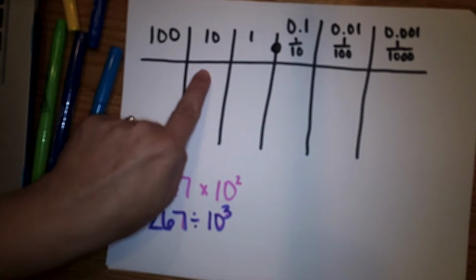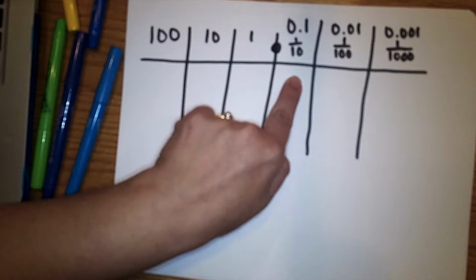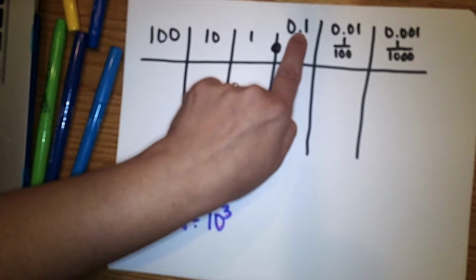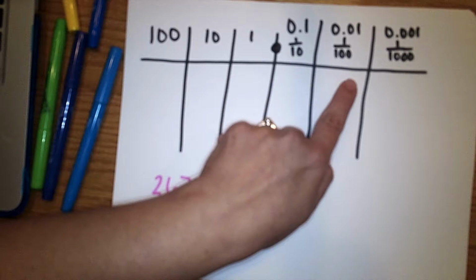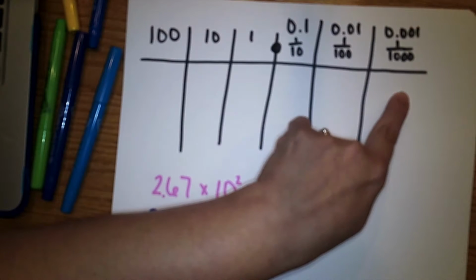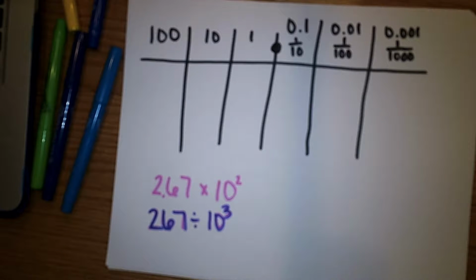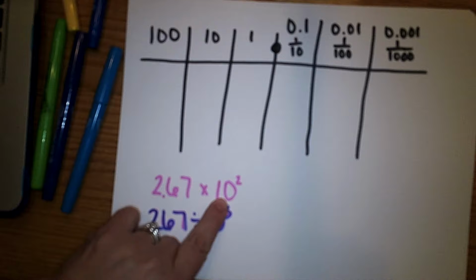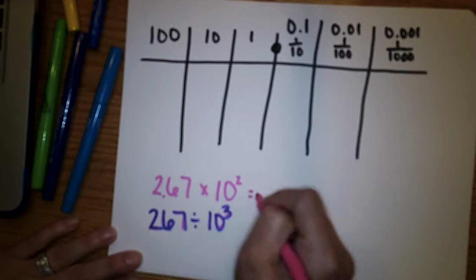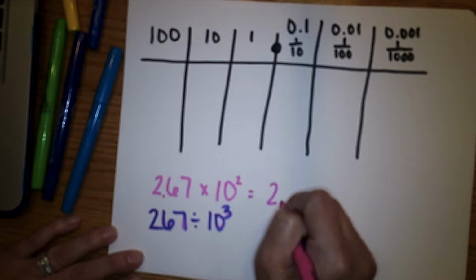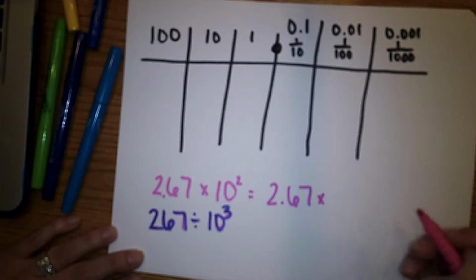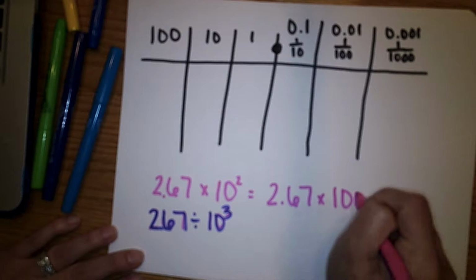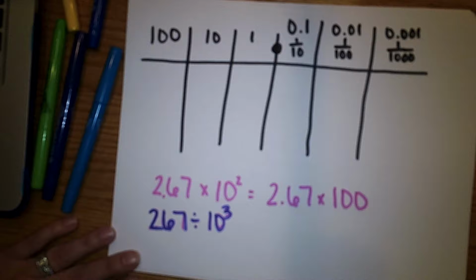So I have my hundreds, my tens, my ones, my tenths, and I wrote it in both decimal and fraction form, my hundredths, my thousandths place. My first number here is 2 and 67 hundredths times 10 to the second power. If we break 10 to the second power down, it is a 1 with 2 zeros. So we're actually multiplying by 100.